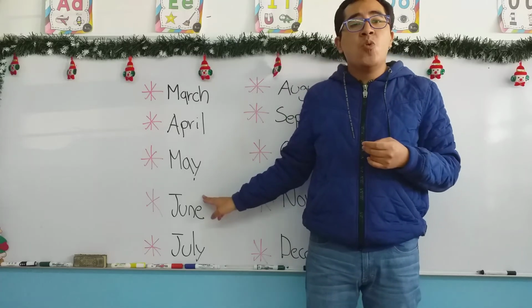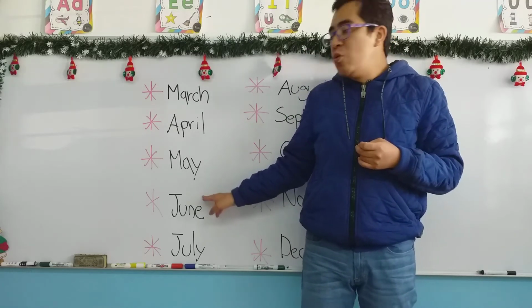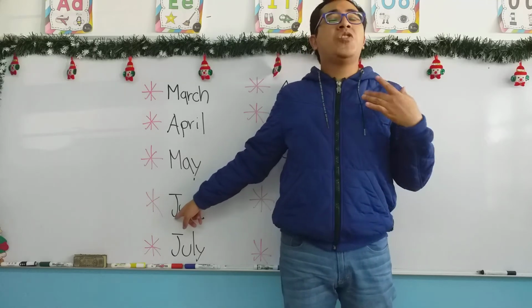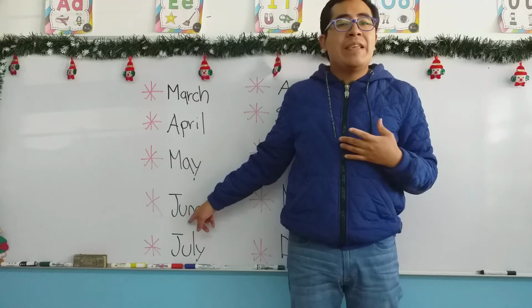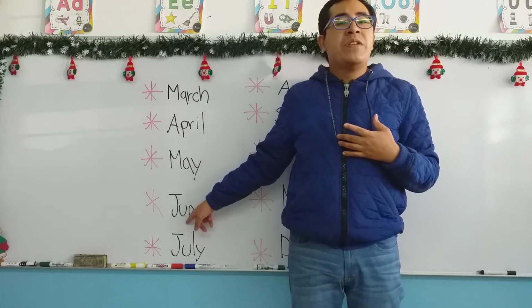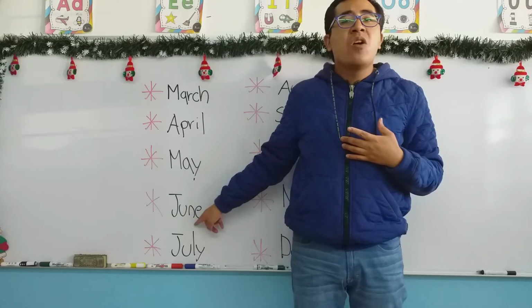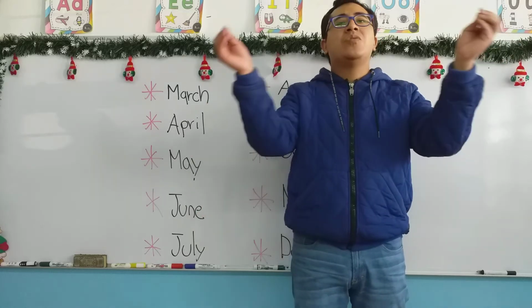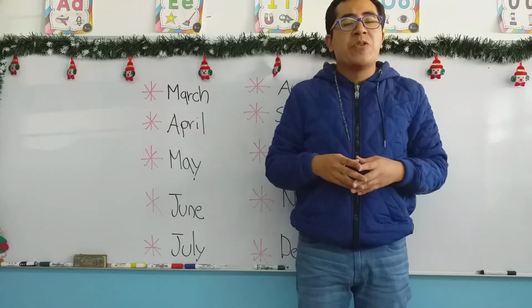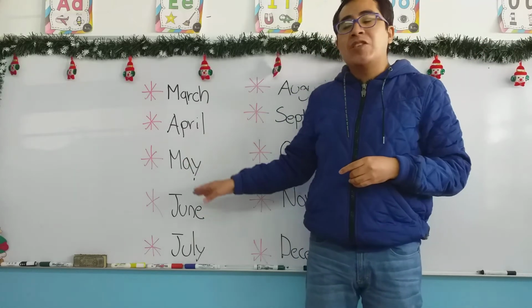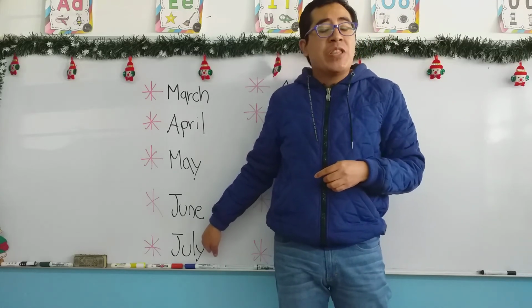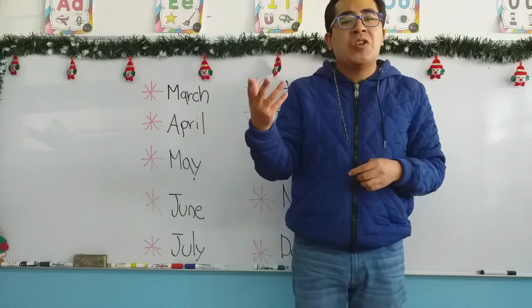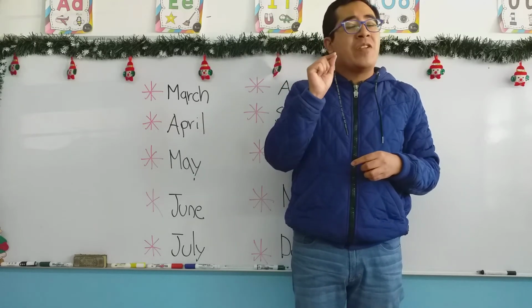So, for June, letters for June, letter J of Jacob, letter U of Uriel, letter N of nurse, and letter E of elephant. Together, they conform the word June. Let's continue with July. Now, for July, we don't have any special celebration, but we have something very important.